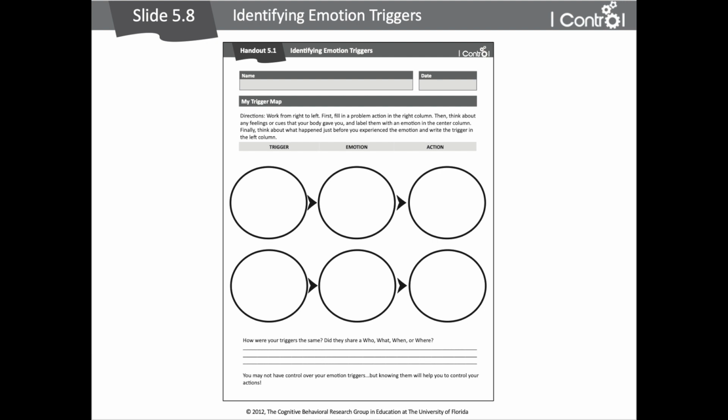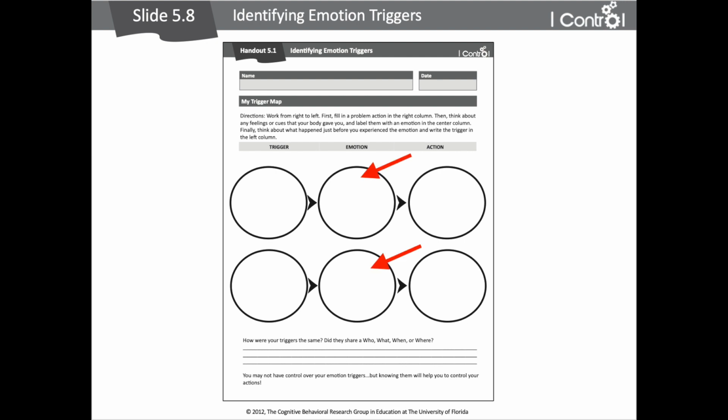Now, you're going to make your own trigger map using handout 5.1. Think about a time when you've had an intense emotion that got you in trouble. First, think about your behavior during that situation. Write down that behavior in the action column on the right. Then, think about what intense emotions you were having. Think about whether your body gave you any signals or clues that you were feeling that emotion. Write that emotion and any physical signals or feelings in the emotion column on your map.